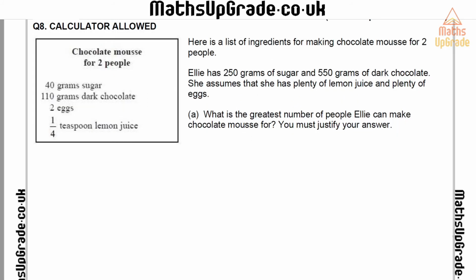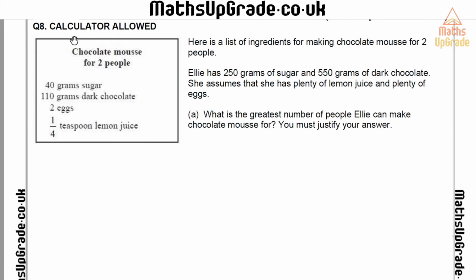In question 8, we're given a list of ingredients for making chocolate mousse for 2 people. We're told that Ellie's got 250 grams of sugar and 550 grams of dark chocolate. She assumes she's got plenty of lemon juice and eggs. We need to work out the greatest number of people she can make chocolate mousse for, and we need to justify our answer. And that will be 3 marks.